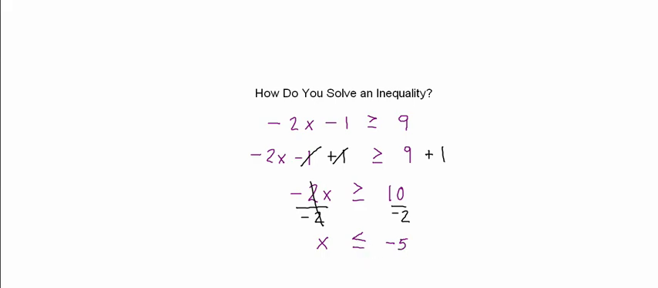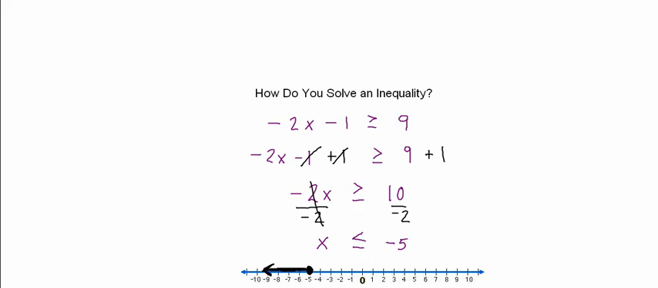Now we can graph it on a number line. We're going to look for negative 5, and we're going to draw a filled circle. And that's because x could be equal to negative 5. So negative 5 is part of the solution set. X can also be less than negative 5, so we're going to draw an arrow pointing to the left of negative 5 to show that the solution set is all numbers smaller than or equal to negative 5.